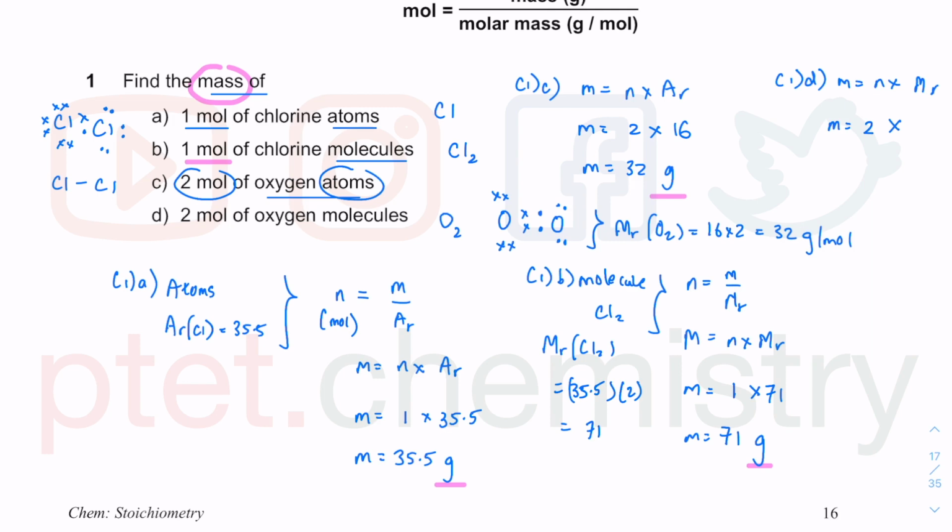So what is our Mr there? It's going to be 32 because this is for oxygen molecules. So 2 times 32. So the mass is 64 gram because this is for 2 mole of oxygen molecules there.